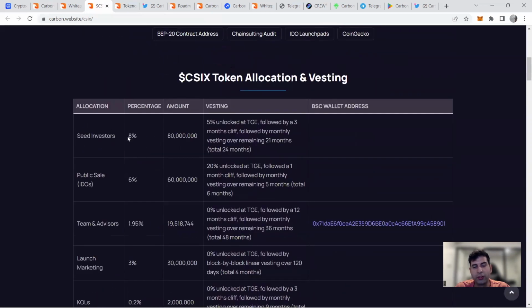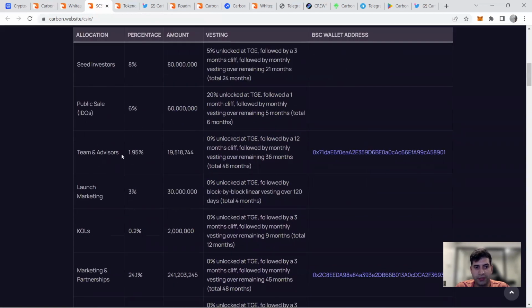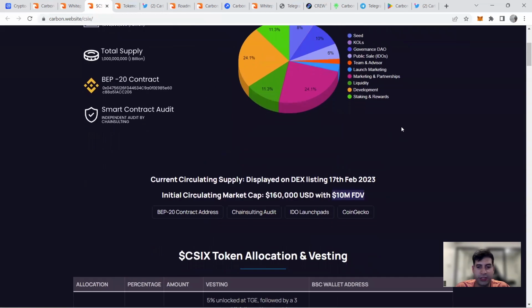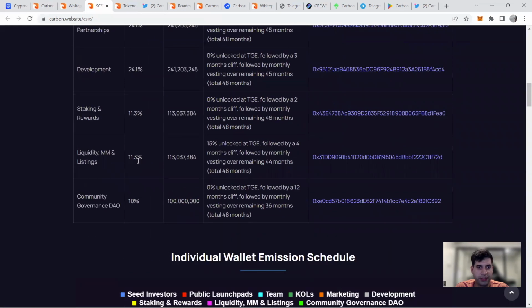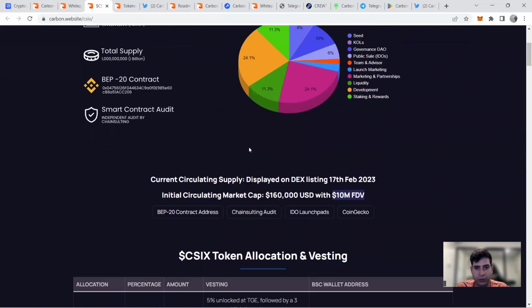So less than 15% is sold, and less than 2% is team and advisor, which means not a huge sell pressure. Very nice tokenomics. Current supply is going to be 160,000 US dollars on the listing, with 15% also added here, around 100 or 200k for liquidity, but the initial market cap is 160,000. Fully diluted value is going to be $10 million, which is pretty low in this market. And the listing is going to be on the 17th of February.